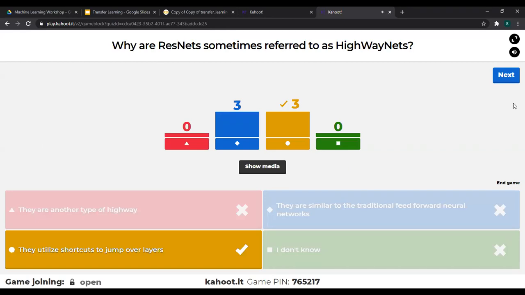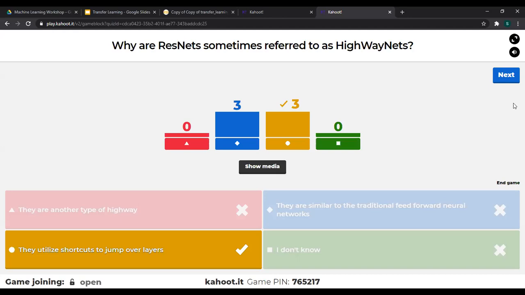Yep. They utilize shortcuts to jump over layers. No. ResNets are different from feed forward neural networks. The traditional ones are basically feeding in an input, and then that input has to go through each layer until it gets to the output. That's fine, but it takes more time. It's not that quick and efficient.